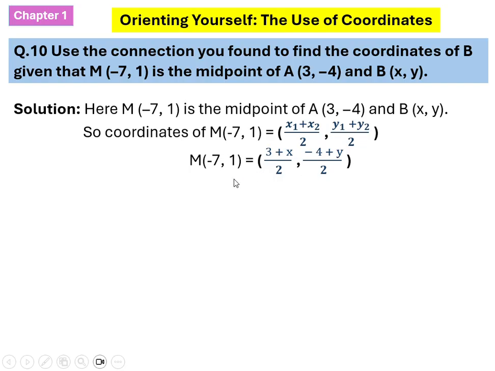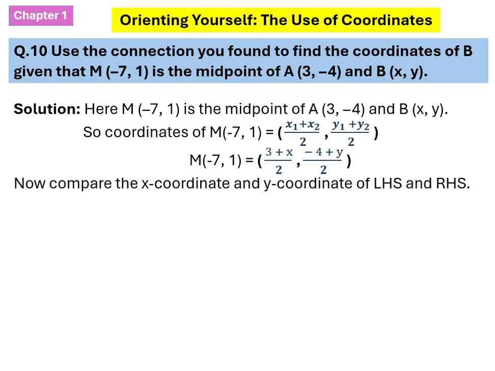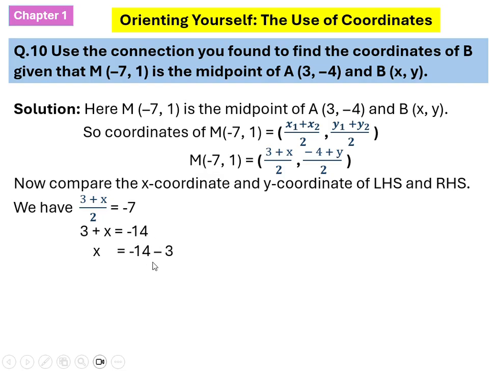Okay. Now let's compare the x coordinate and y coordinate from LHS and RHS. If you look at the x coordinate, on the LHS it is -7, and here on the RHS it is (3 plus x) divided by 2. Let's compare them. 2 is in the denominator, so it will go to the RHS as multiplication. So we will have 3 plus x equals -7 into 2, which will be -14. Now let's do transposition of 3 to the RHS. So x equals -14 minus 3. Minus minus plus, the answer will be -17. You got the x coordinate as -17.